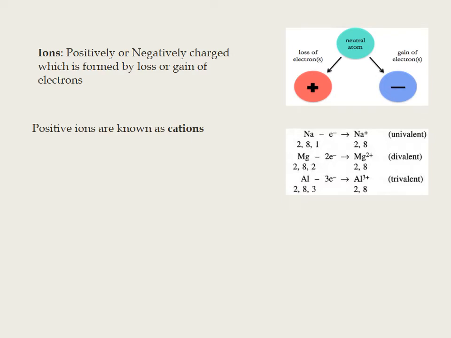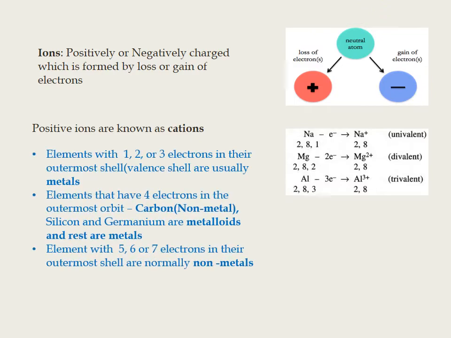Elements with 1, 2, or 3 electrons in their outermost shell, that is valence shell, are usually metals. Out of the elements that have 4 electrons in the outermost orbit, carbon is a nonmetal. Silicon and germanium are metalloids and the rest are metals. Elements with 5, 6, or 7 electrons in their outermost shell are normally nonmetals.